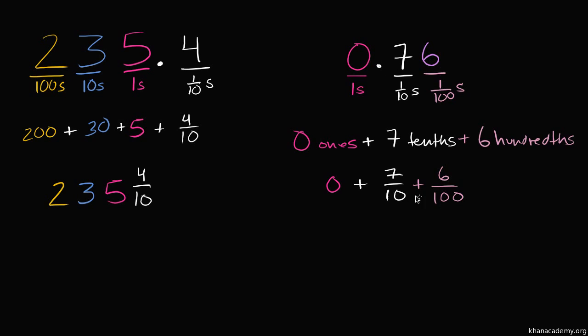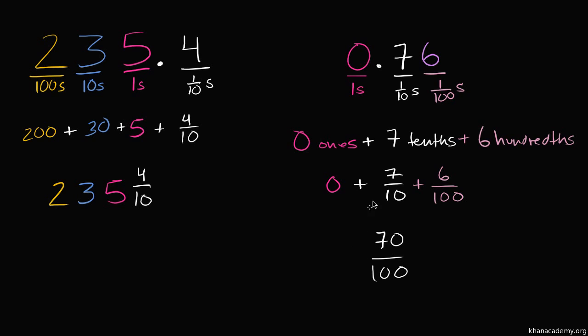Now, another way we could write this, if we wanted to write it as a fraction or talk about it as a fraction, I could ignore the 0. That's not going to change the value of this sum. But I could add the 7/10 to the 6/100ths. So how could I write 7/10 in terms of hundredths? Well, 7 over 10 is the same thing as 70 over 100.